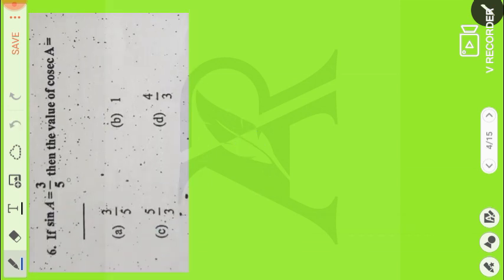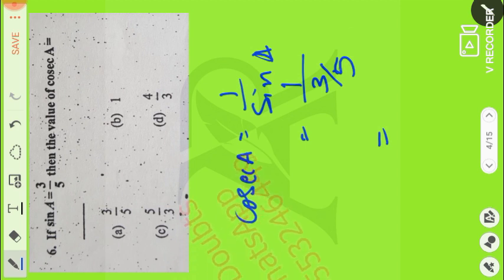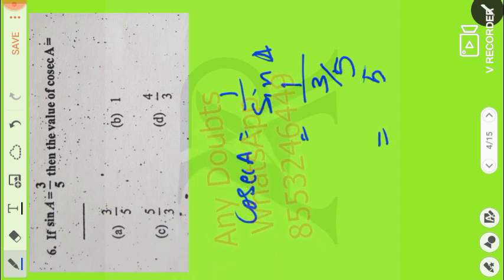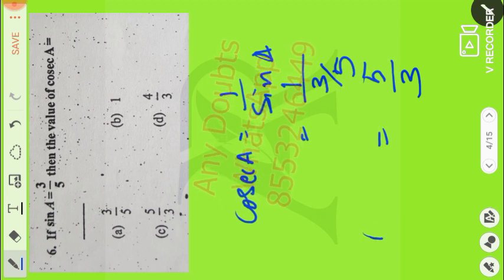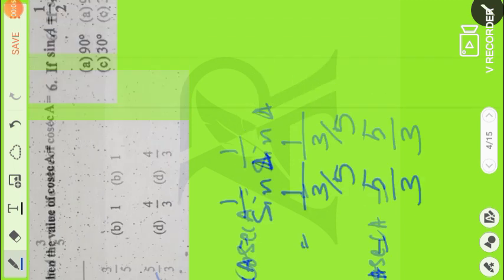Let us see the next question. If sin A equals 3 by 5, then the value of cosecant A equals dash. We know the trigonometric ratio, that is cosecant A is equal to 1 by sin A. We know the value of sin A, that is 3 by 5. I will just substitute that. 1 whole divided by 3 by 5. If you send 5 up, it will become 5 by 3. Therefore, the value of cosecant A will be 5 by 3. Let us see the options. See option C, 5 by 3. 5 by 3 is the correct answer.